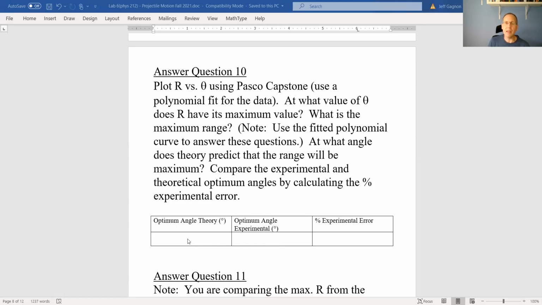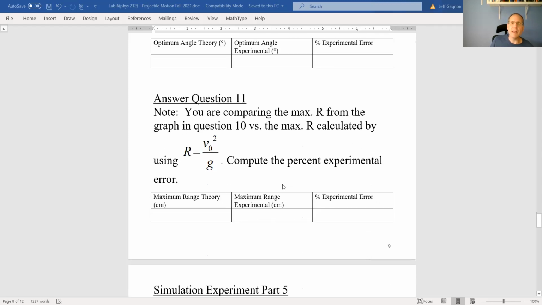So compare those angles by computing a percent experimental error. Again, the 45 is going to be your predicted accepted value. So when you compute the percent error, remember you subtract, make it positive, and divide by the predicted or theoretical one. Divide by the 45 times 100. That's your error. Then question 11 is similar, but now you're going to compare the max ranges.